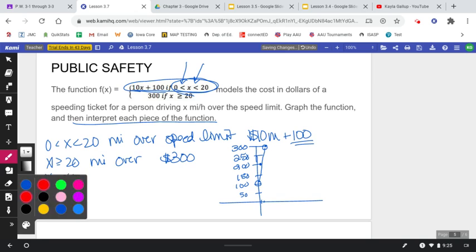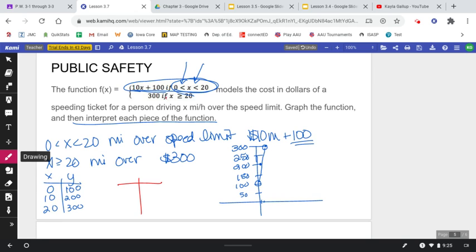Then for the second part, for the red graph, I'm using numbers that are greater than 20. So I'm going to use 20, 30, and 40. And notice, no matter what, it's straight $300. 300, 300, 300. So that's going to start here, and there, and there. It's going to continue for straight 300. That's it.